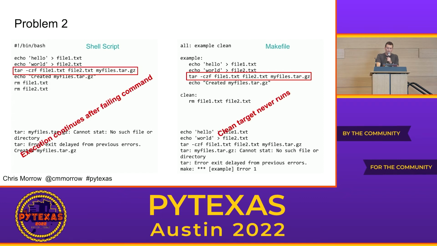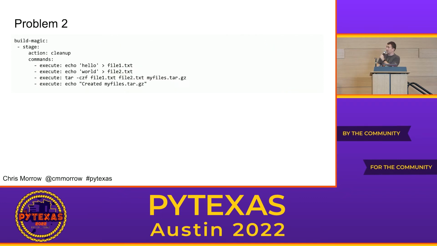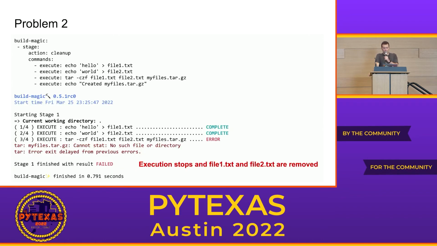Build magic handles this a little differently. This is the equivalent using build magic. I use something here called an action, and this is the cleanup action. Whenever I specify this, build magic will scan the current working directory and know all the directories and files that are there, and then after it finishes running the stage, it looks at what new files are there and removes any new files and new directories. So when I run this, I hit the error again, just like with the others.